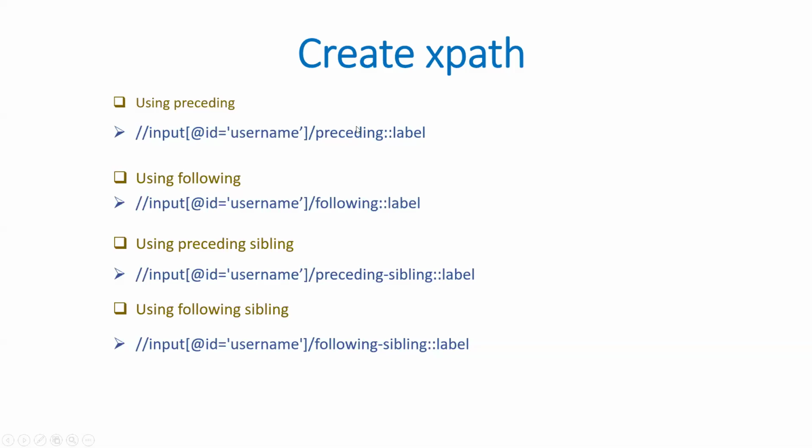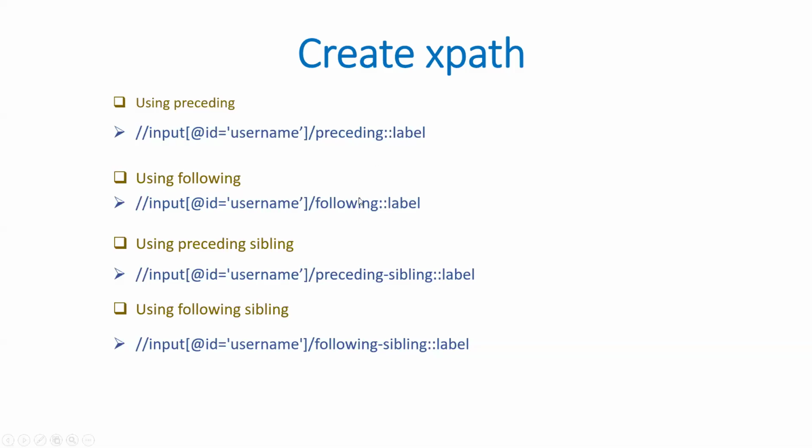I want to find the element displayed before this input. I want to find a label element that should be displayed before this input element. So then we should use preceding here. Preceding means it defines an element that is displayed before the current element. Similarly, following means the element displayed after the current element. That is the meaning of following.